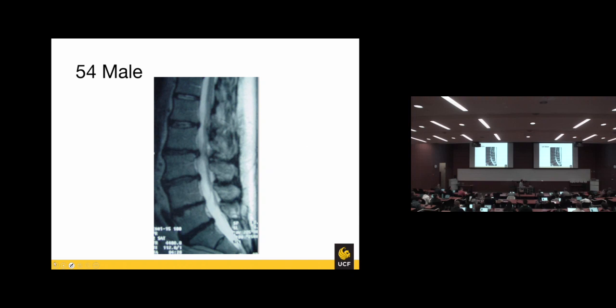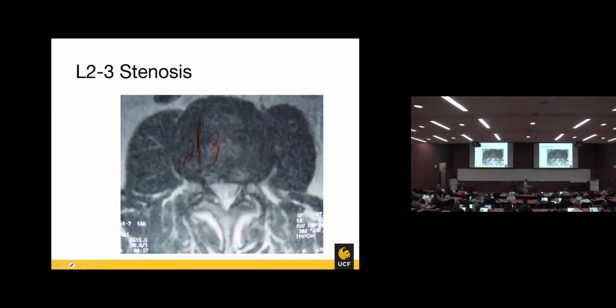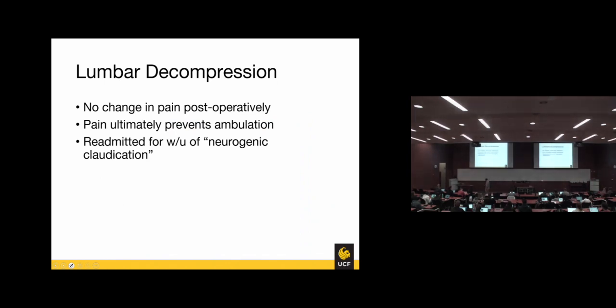Okay, so if we look at the axial views, here's L2-3. Remember that triangular canal we talked about? So a working diagnosis might be stenosis. Fair enough? Okay. So he had a lumbar decompression, and there was no change in his pain postoperatively. He got sent out from this hospital, came back to the hospital I was in at about 9 months, and at that time he had progressed to the pain not allowing him to walk almost at all. Okay? He was readmitted for workup of recurrent neurogenic claudication.